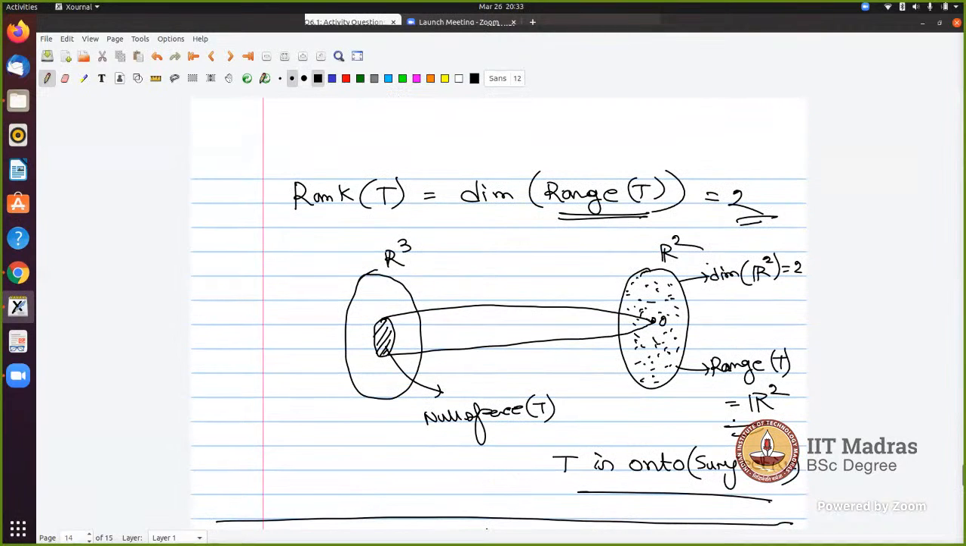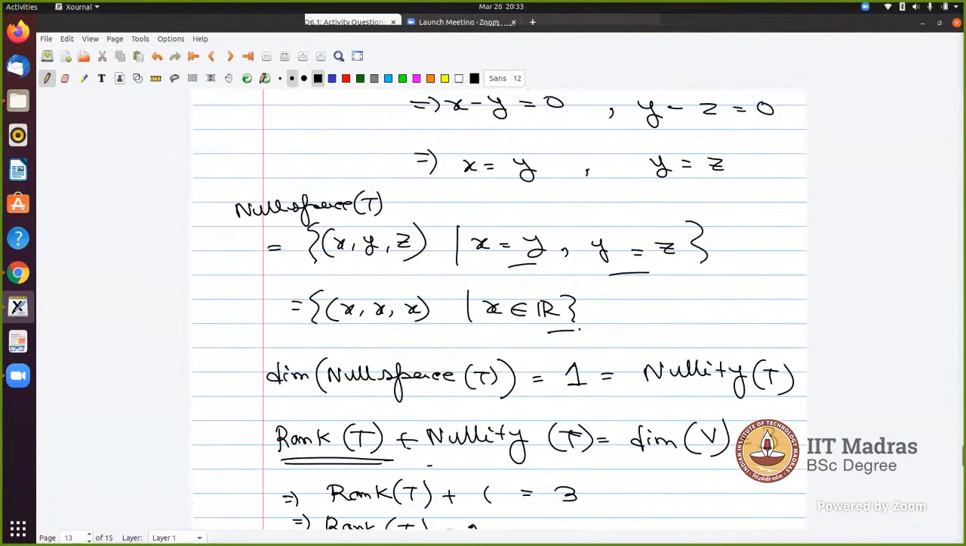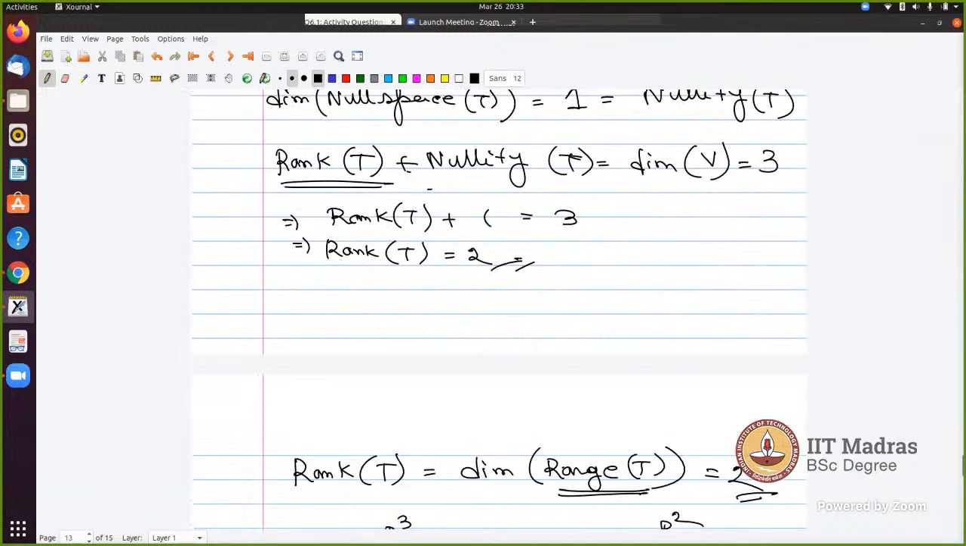So what does it imply here? That the range is basically the whole R2. So range and codomain are the same. That means T is onto. Range and codomain being the same means we are onto. That is the definition of onto, right? Yes. So it is clear, right? Yes. Okay.